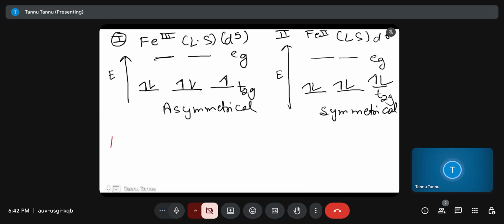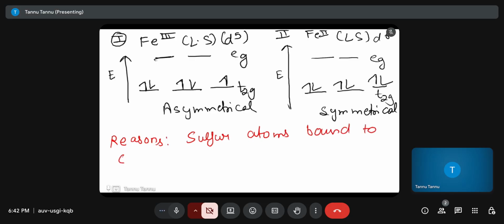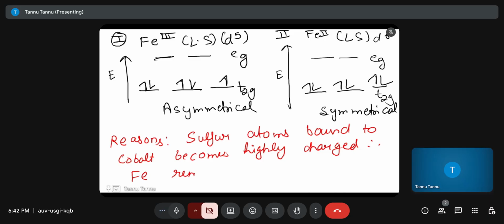So why are we talking about low spin iron complexes? The sulfur atom bound to cobalt becomes highly charged. Therefore, iron remains low spin.